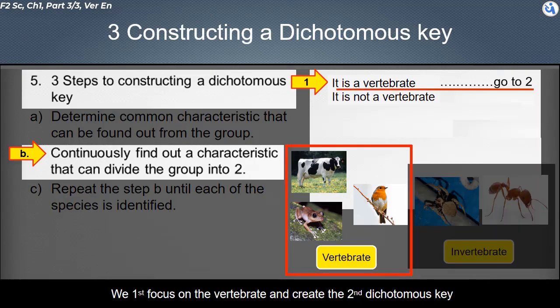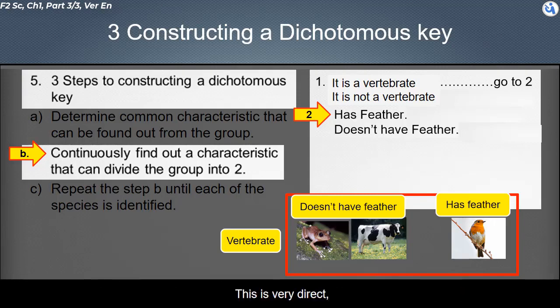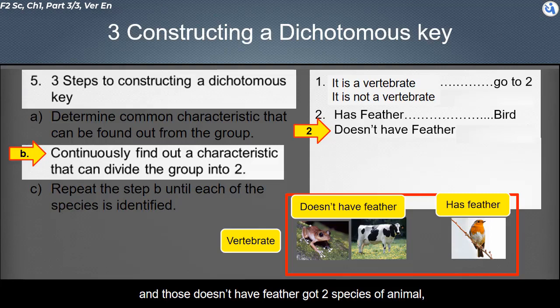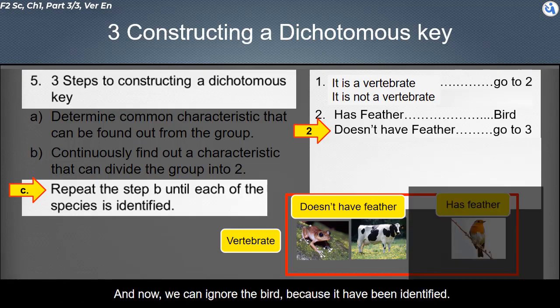We first focus on the vertebrate, and create the second dichotomous key. From this, we divide them into another 2 groups, has feather or doesn't have feather. This is very direct. Those that have feathers are birds. And those that don't have feathers include 2 species of animal. And now we move on to step 3, which is to repeat the step until each of the species is identified. And now, we can ignore the bird, because it has been identified.